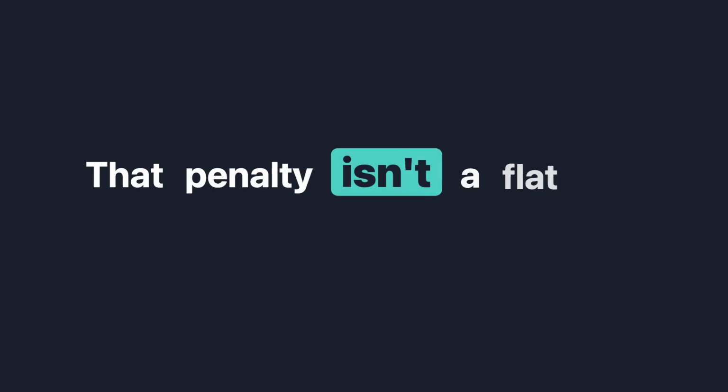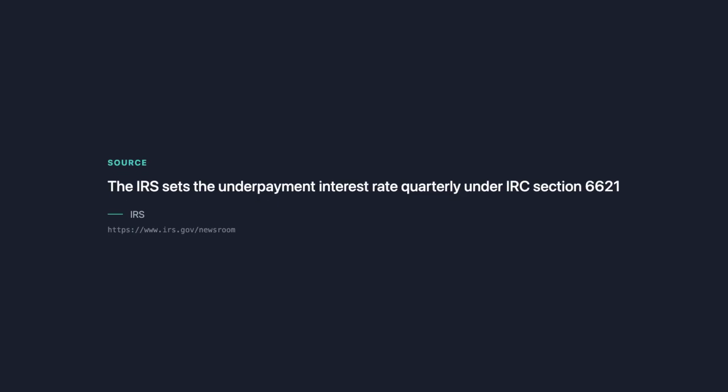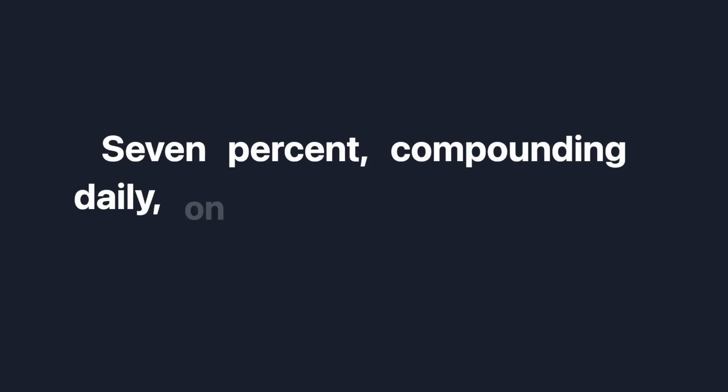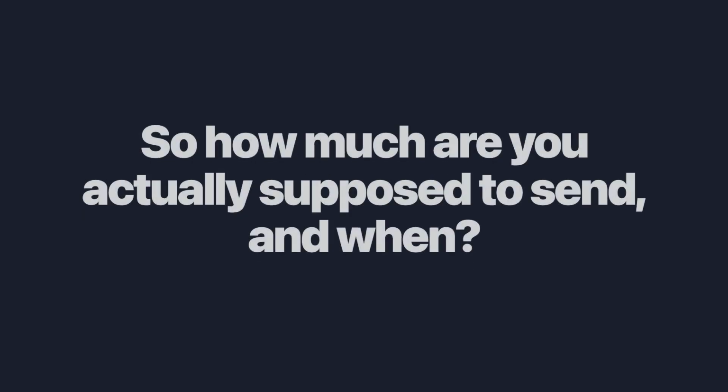That penalty isn't a flat fee, by the way. The IRS sets the underpayment interest rate quarterly under IRC Section 6621, federal short-term rate plus 3 points. And for individuals, it sat at 7% through recent 2025 quarters. 7% compounding daily on money you technically already earned.